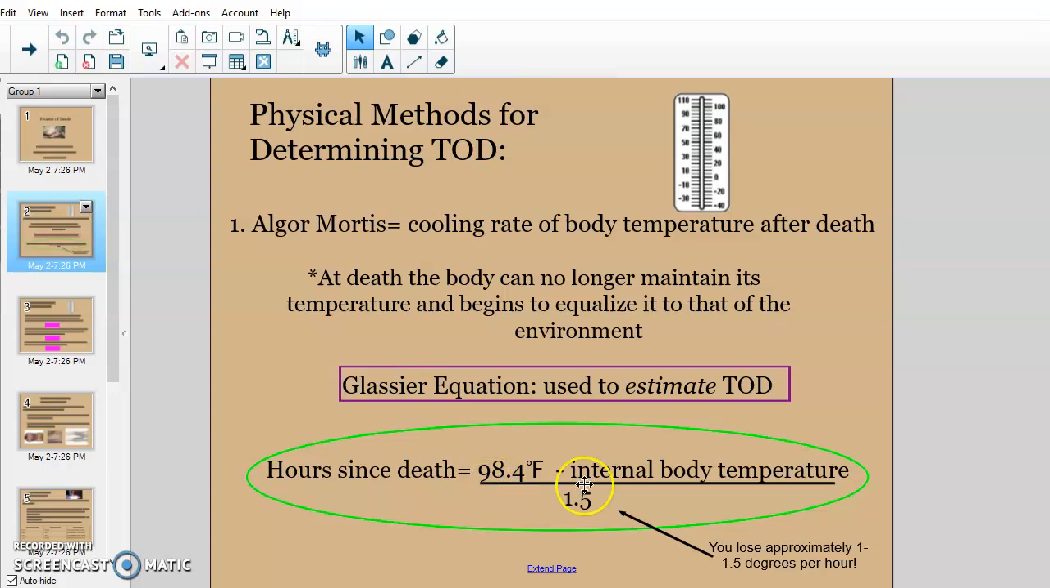It's hours since the person died. Here's how you figure it out. 98.4 degrees Fahrenheit, which is a regular person's approximate temperature, minus the internal body temperature of the body that you just found, divided by 1.5. And the reason that the 1.5 is here is because you lose approximately 1.5 degrees per hour, is what they've found. So as soon as you die, approximately every hour you're losing approximately 1.5 degrees of body temperature.